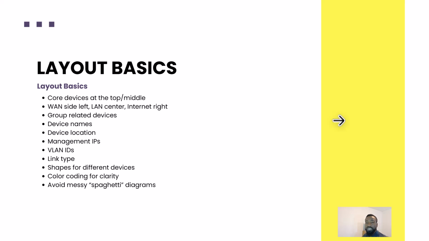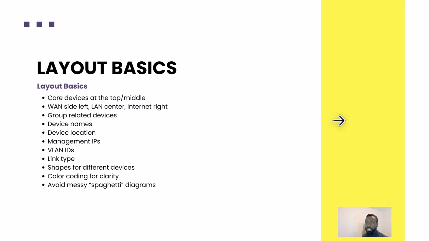Now, we have basic layouts that you can have, right? You would have core devices typically at the top or in the middle, like your core routers and your core switches. Then you have your WAN devices or your WAN connections, which could also be at the top or towards the left or the right. You can have them at the top just to signify that they are WAN or external devices.